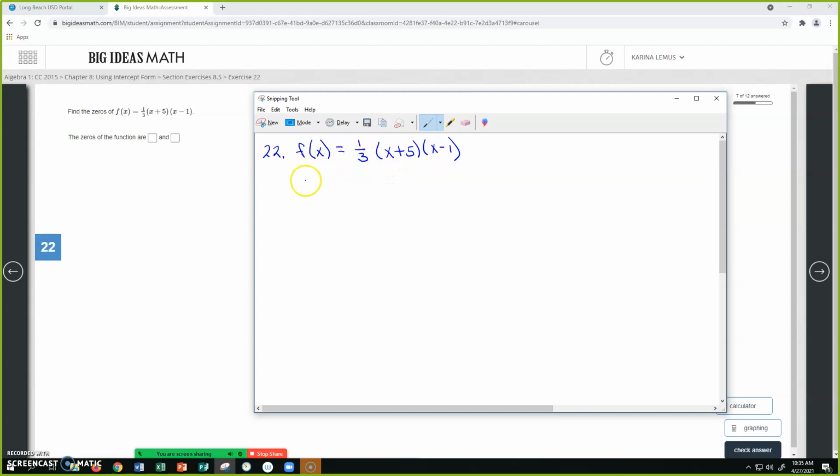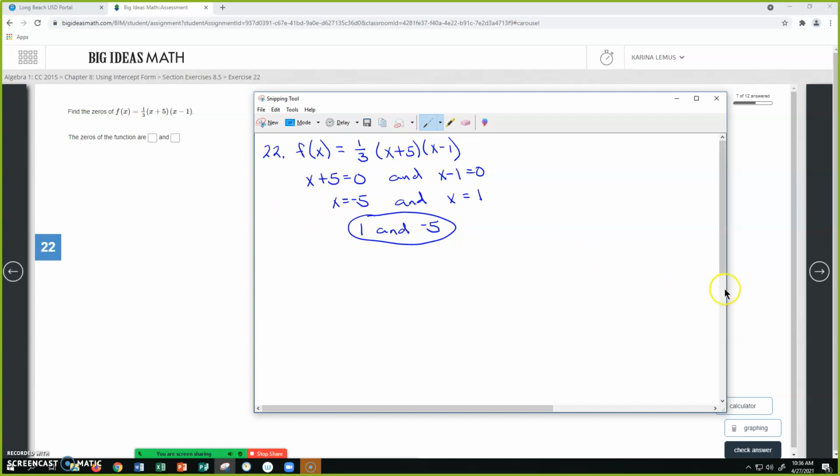Okay, so this one, for example, I'm just going to go ahead and set them equal to 0. So x plus 5 is equal to 0, and then the other one would be x minus 1 is equal to 0. Subtract 5 from both sides, and I get negative 5. And on the other one, add 1 to both sides, I get 1. So my answers are going to be 1 and negative 5.